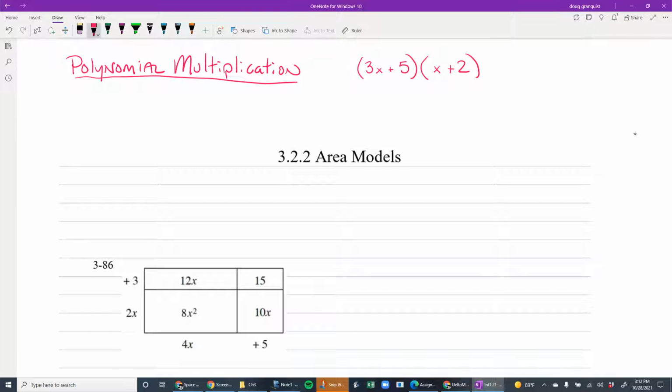And when you do that, you're going to multiply the things that are in there. 3x gets multiplied by x, and you get 3x squared. Now, you're going to get other things multiplied. 3x times 2 is going to give us 6x. We got 5x in here, and this is going to be 11x and ultimately plus 10.